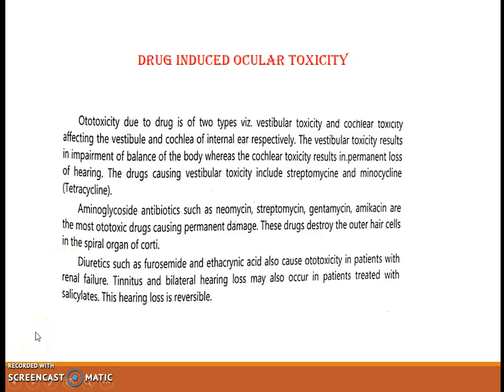Ototoxicity is of two types, vestibular toxicity and cochlear toxicity, which affect the vestibular and cochlear parts of the internal ear respectively. Vestibular toxicity results in impairment of balance of the body, whereas cochlear toxicity results in permanent loss of hearing. The causative drugs for vestibular toxicity include streptomycin, minocycline, and tetracyclines. Aminoglycoside antibiotics such as neomycin, streptomycin, gentamicin, amikacin are the most ototoxic drugs, causing permanent damage.